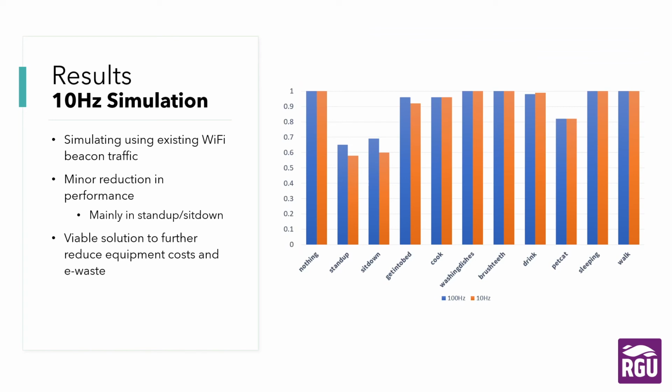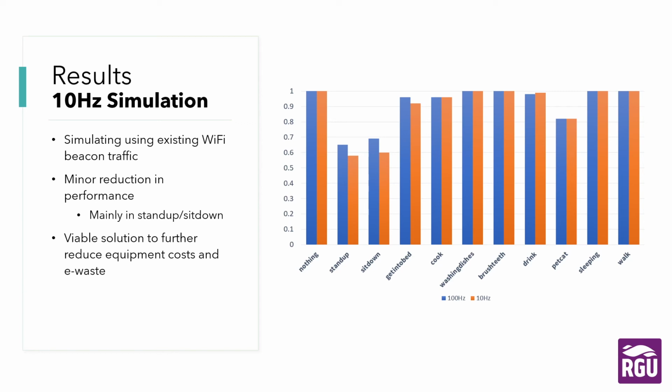Additionally, we also wanted to identify whether a Pi-based CSI system could use the existing Wi-Fi infrastructure already inside our homes. And by downsampling our CSI data to 10 Hz, we've simulated the ambient network traffic which is already generated by the Wi-Fi routers in our houses.